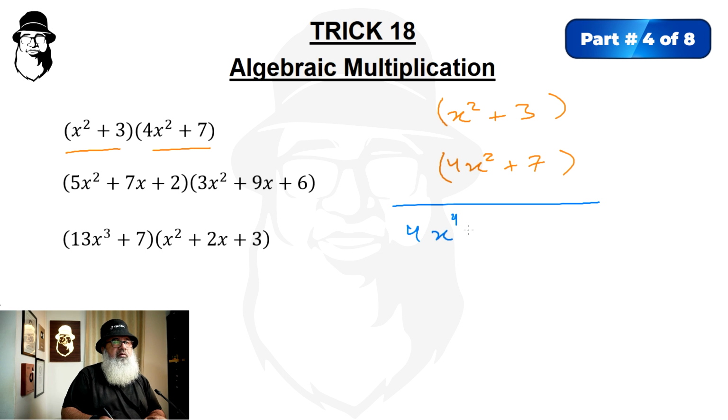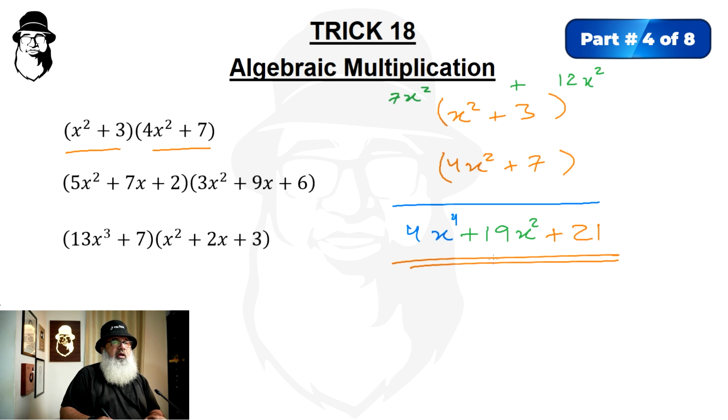Next is we cross multiply and add. This 7 times x squared is 7x squared, and 4x squared times 3 is 12x squared, and we add them. 7x squared plus 12x squared is 19x squared, and the last step is we do the right column. 3 times 7 is 21, and that's our answer in one line. 4x to the power 4 plus 19x squared plus 21.